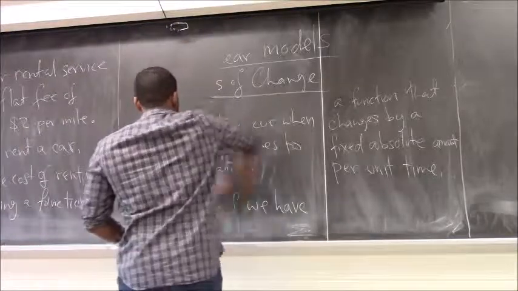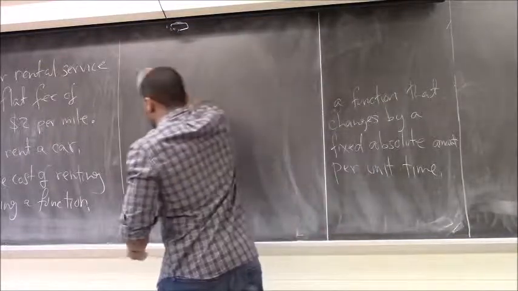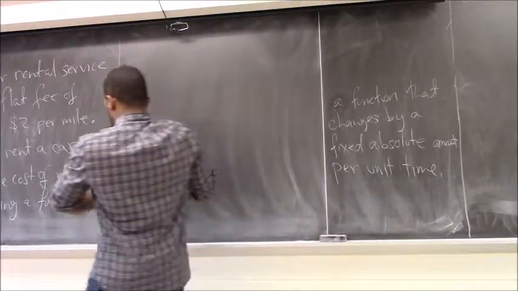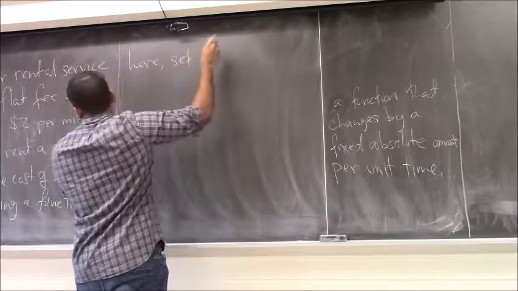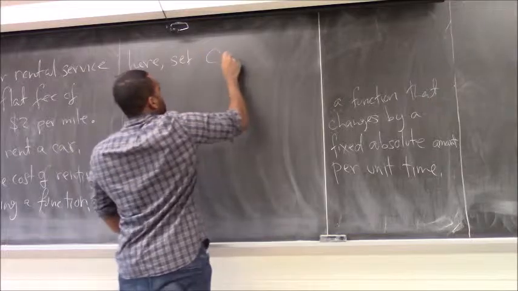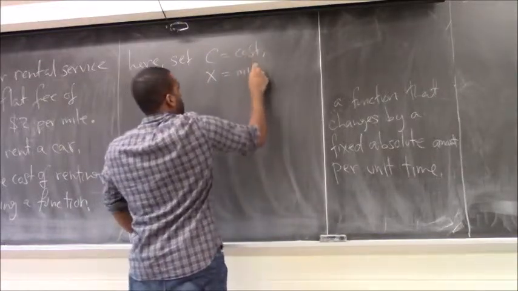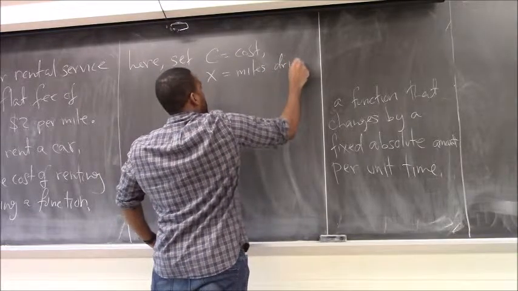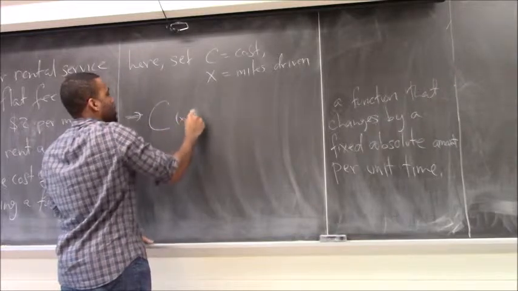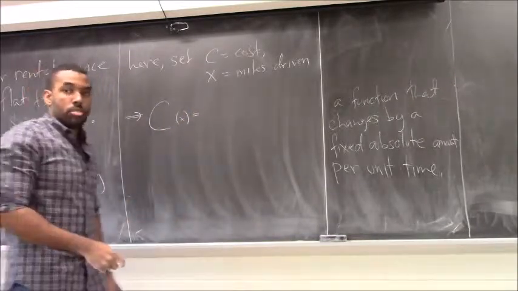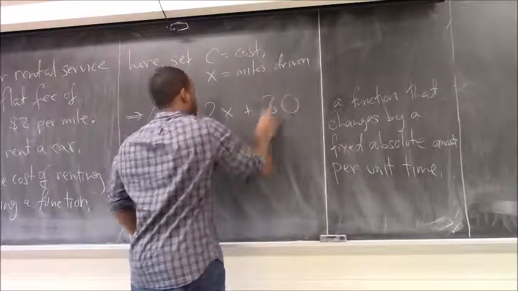And whenever you want to describe a situation like that, it turns out that a straight line is always the best way to describe the situation. So here, I can say set C equals cost, x equals miles driven. Then we could write C of x would be equal to, how would I describe this function? 2x plus 30. 2x plus 30.